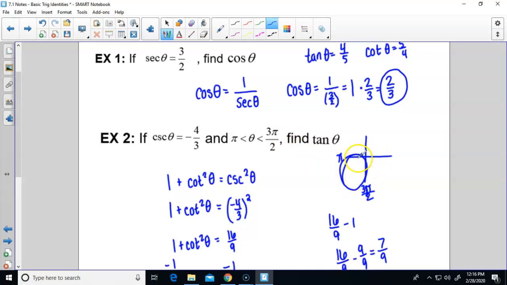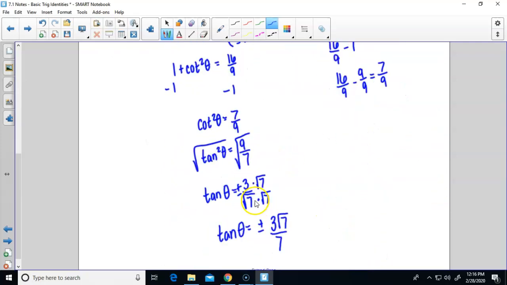So in that third quadrant, both coordinates are negative, so sine and cosine are negative, but tangent is sine over cosine, which is going to be a negative over negative. So we'll actually get a positive for the tangent. So our final answer here, tangent of theta, is going to equal positive 3 square root of 7 over 7. Now, if that had been a different quadrant, we would have chosen the negative.